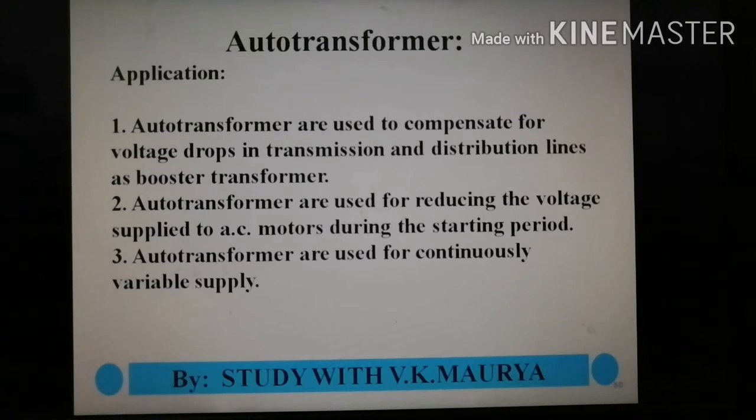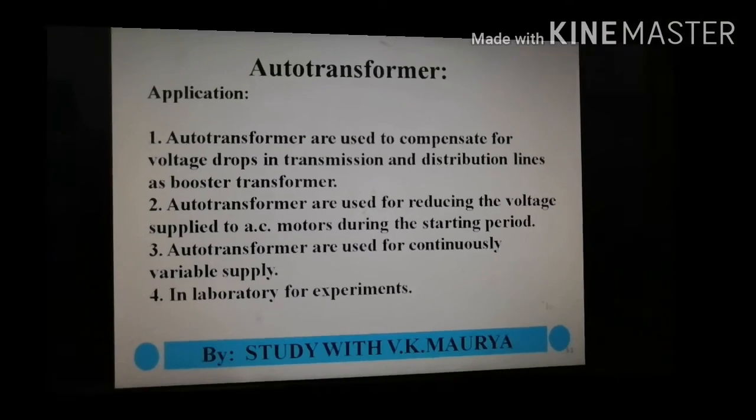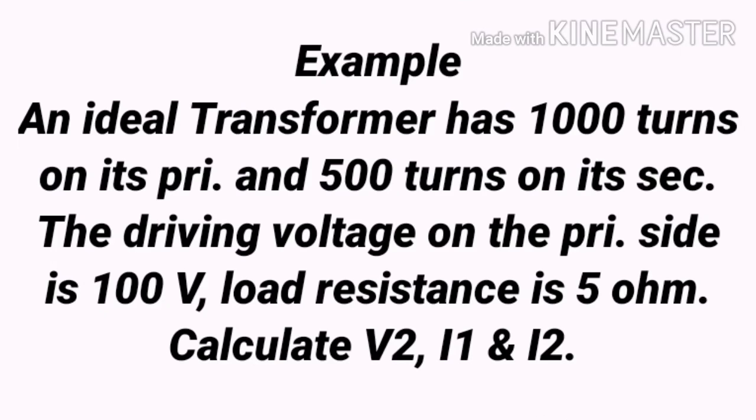Third one, auto transformers are used for continuously variable supply. This is one of the most important uses of an auto transformer. It is used as a variable voltage supply, continuously variable supply. And the fourth one, in the laboratory for the different experiments, yes, we can use an auto transformer in the different experiments in the laboratory.